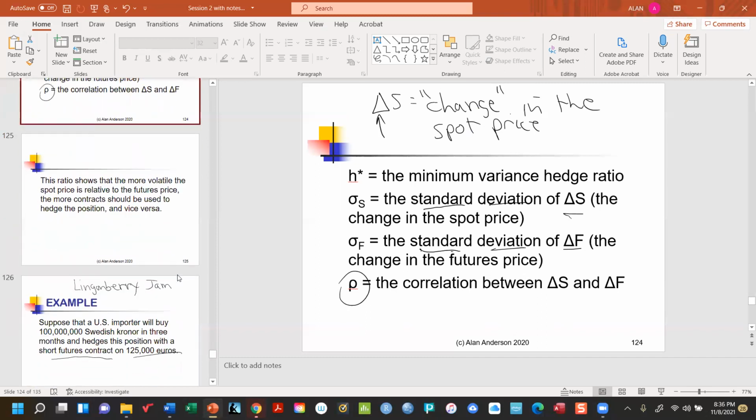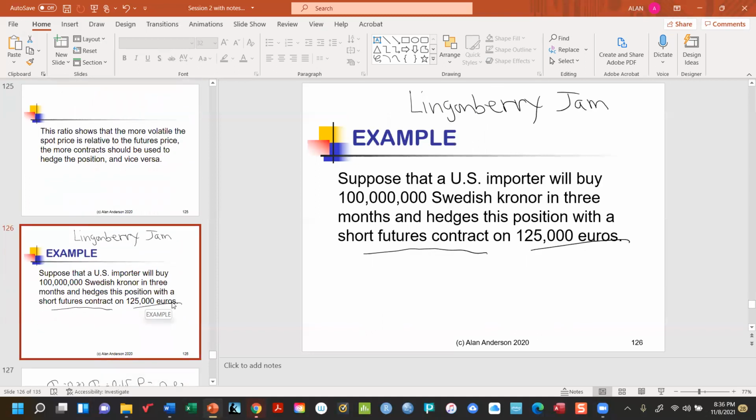So let's just say, here's a good example. A US importer is going to buy 100 million Swedish kroner in 3 months because they're going to import lingonberry jam. I don't know if you've ever had lingonberry jam. It's a Swedish specialty. It's absolutely delicious. But let's just say that the importer is going to spend 100 million kroner to buy lingonberry jam and bring it back into the United States. And we're going to cover this position with a short contract on 125,000 euros.